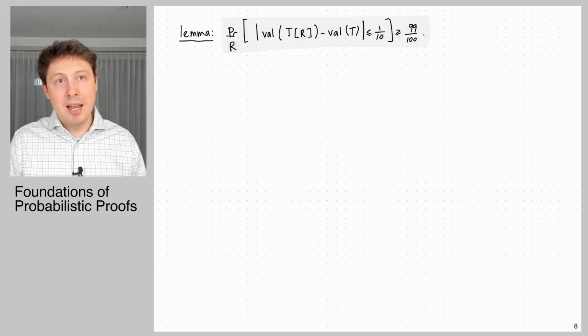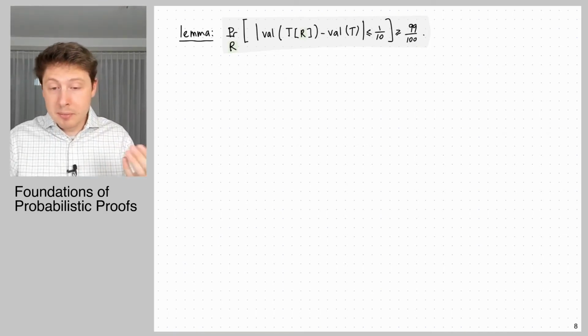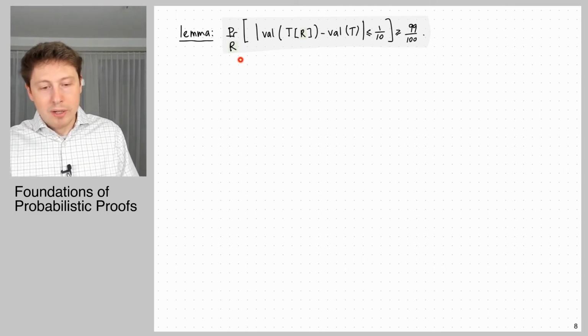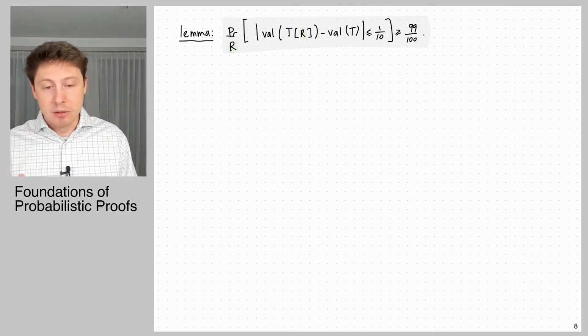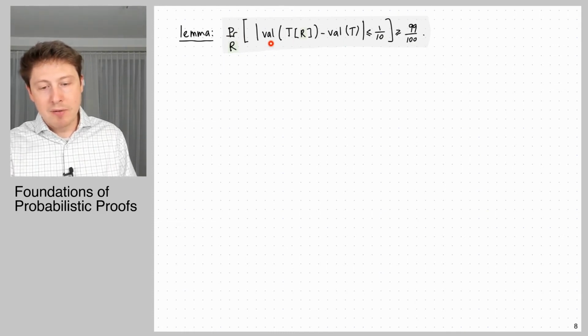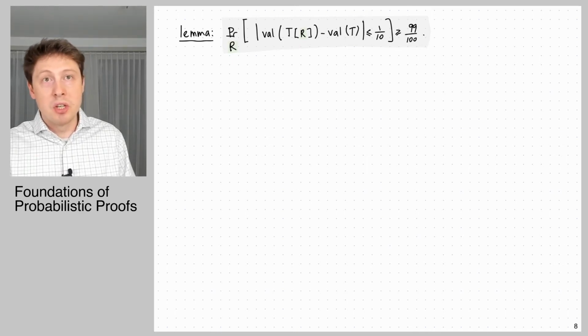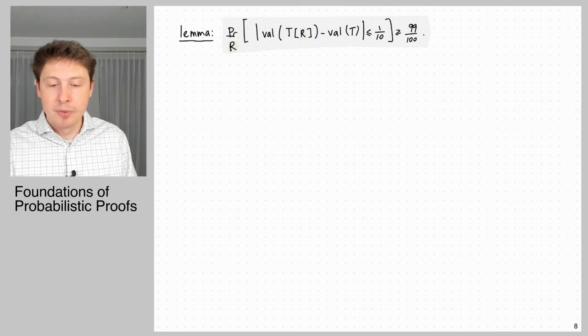We wanted to decide the language with bounded error, right? So this is telling us that with high probability over the randomness of the algorithm, the answer will be correct because we'll be returning a value that is pretty close to the correct value. So if this one was, I don't know, at least 2/3, then we'll get a value that is at least 2/3 minus a tenth, right? Which is definitely far away from a third, so we are comfortable saying, yes, it's in the language.